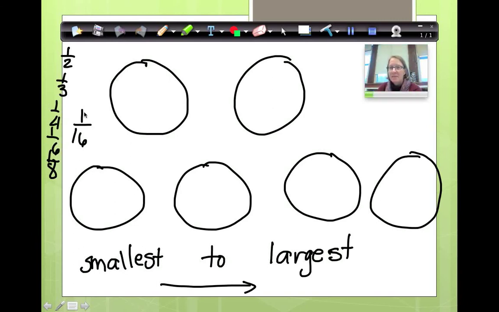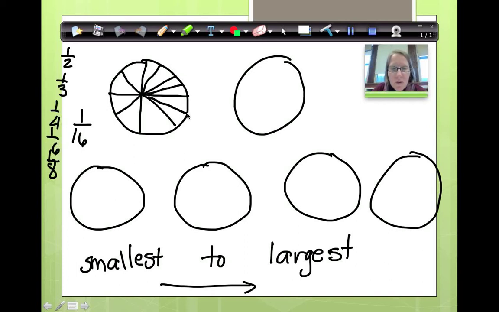Okay, welcome back. Which one is going to be our smallest? The one that is cut up into the smallest pieces. So it's going to have the most pieces in it. So this one's going to be my smallest. Now 16, well, I cut in half. Cut my half in half, that gives me fourths. Cut my fourths in half, that will give me eighths. If I cut my eighths in half, then I have 16ths, because 8 times 2 is 16.